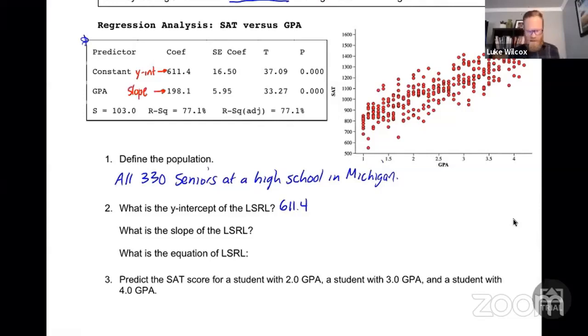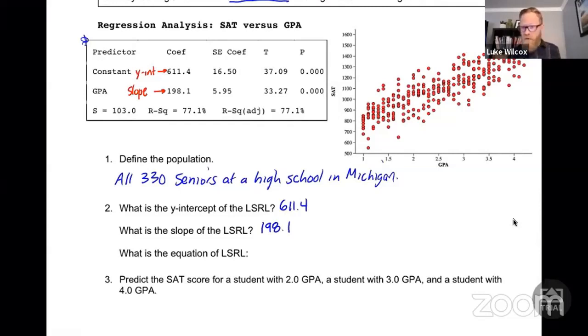Now, the next value that we're given in that computer output is the slope of the LSRL. That's the next value that you see there. So we can record that for the next question. The slope of the LSRL is 198.1. And in just a minute, we'll talk a little bit more about what that number means specifically and how to interpret that slope. But the next question says, what's the equation of the LSRL?